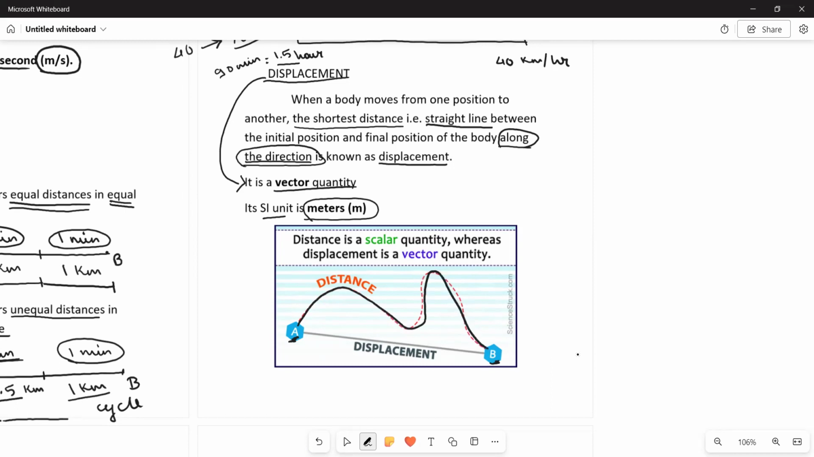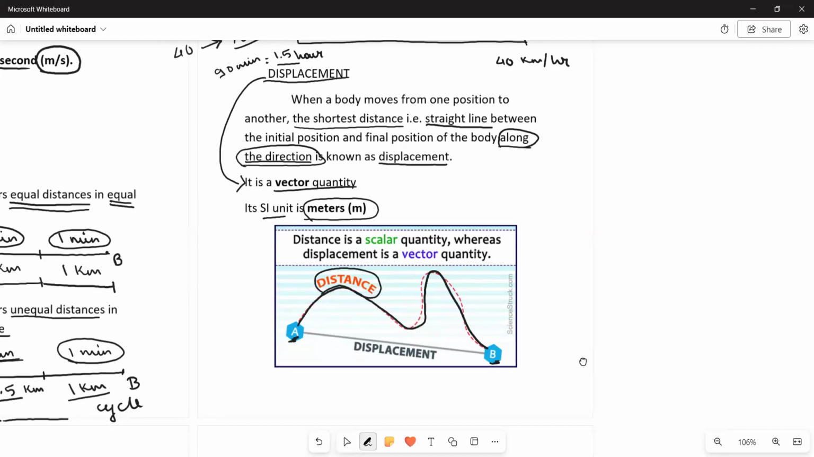So our distance will be the length of the total path covered. Our path covered was this, the red line which I have highlighted with my black marker, and there is also distance written over here. So this was our distance. But what about the displacement?